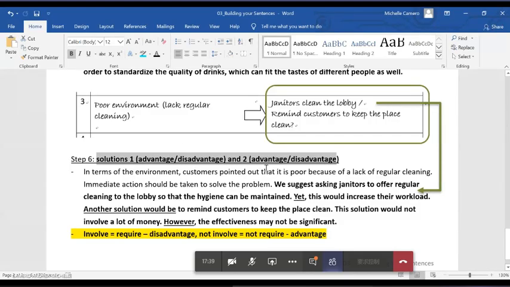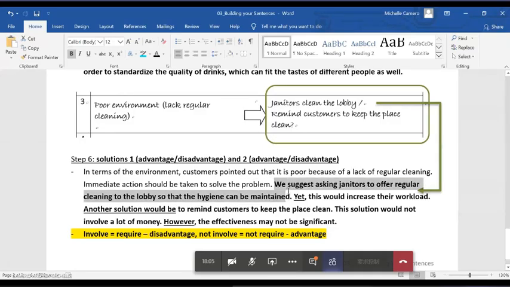Remember, the advantage and disadvantages are your added ideas. They are nowhere on the paper. They come from your imagination, your head, your brain. But here we go. In terms of the environment, customers pointed out that it is poor because of a lack of regular cleaning. Immediate action should be taken to solve the problem. We suggest asking janitors to offer regular cleaning to the lobby. Okay, there's solution 1, so that the hygiene can be maintained.